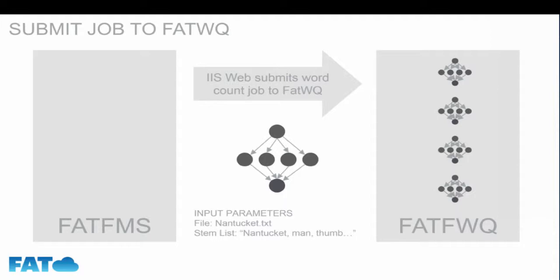The box here is a little bit mislabeled. The FatFMS box should say IIS Web. But basically, what we're doing is taking that job that I just showed you before and creating it into a FatWQ job, and it is a job graph. It does look like this. And we submit it into the FatWQ, and it gets queued up for execution.